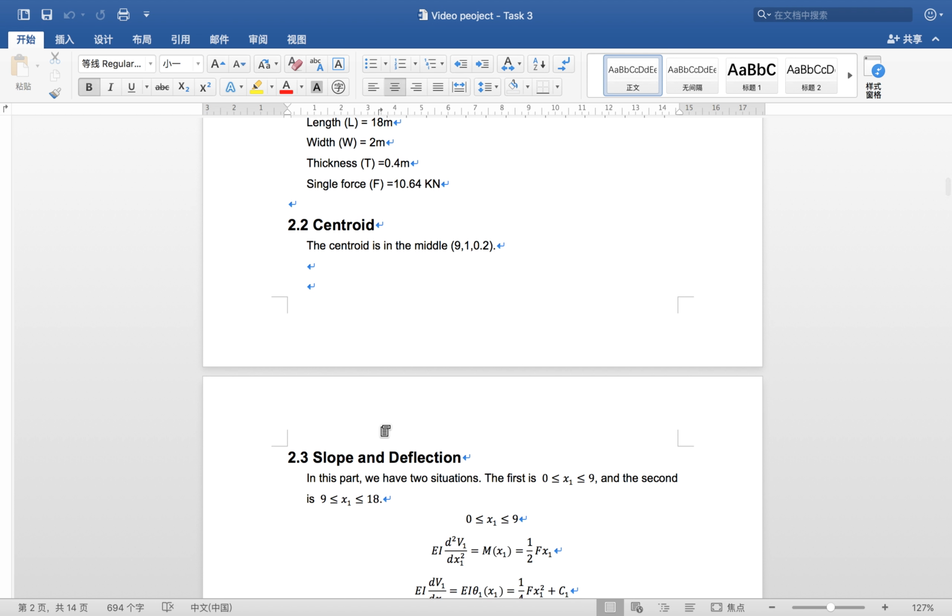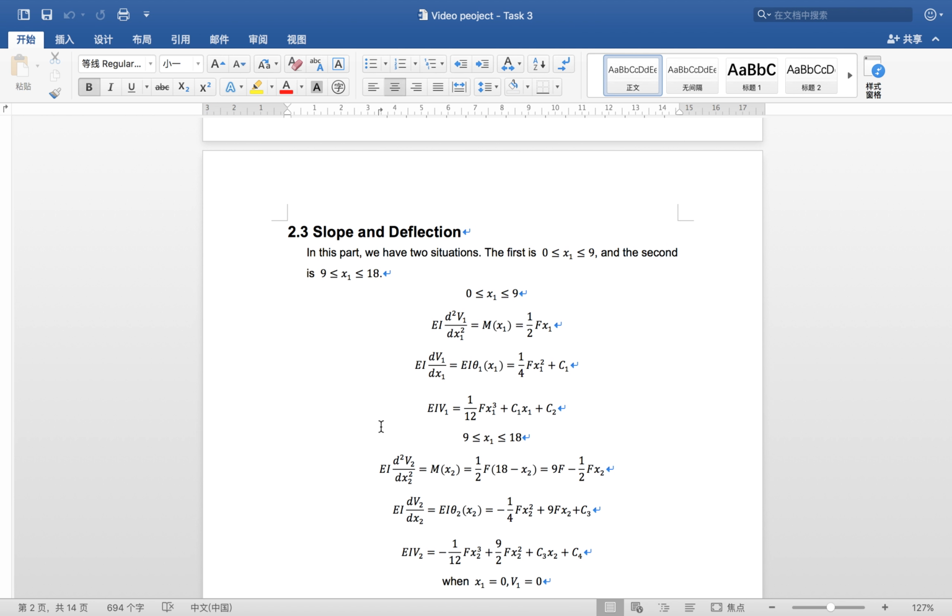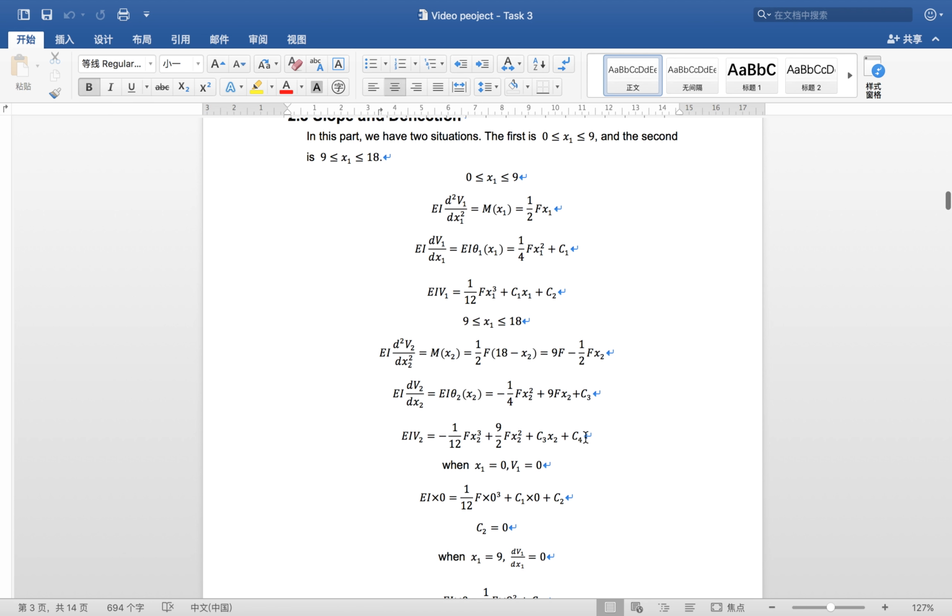And the next is slope and deflection. I divided it into two parts: one is 0 meter to 9 meter, and the second is 9 meter to 18 meter. In this part, we need to find the moment first. The equation of moment is half Fx, and we take the first order integral to find the slope and the second order integral to find the deflection. That is the process of my calculation.